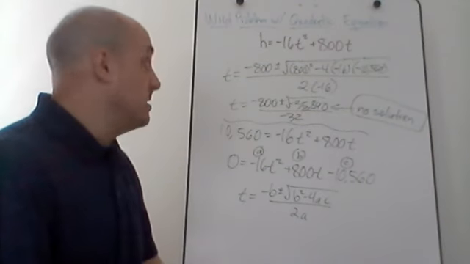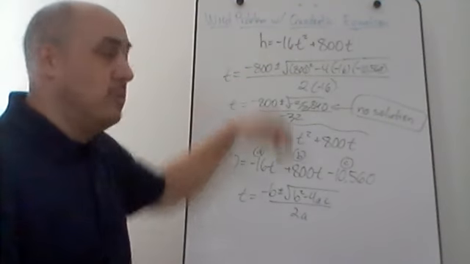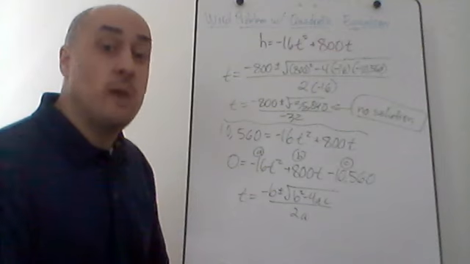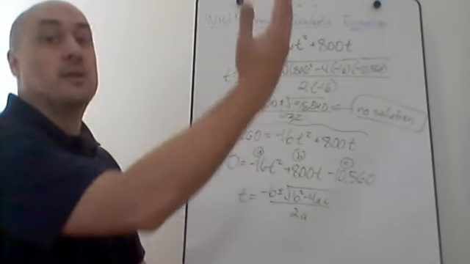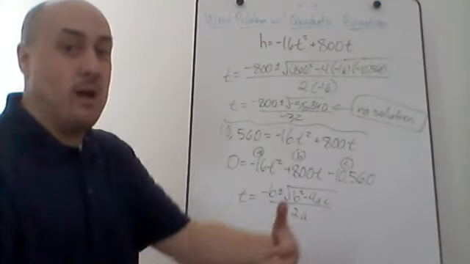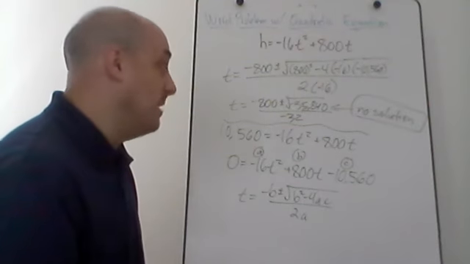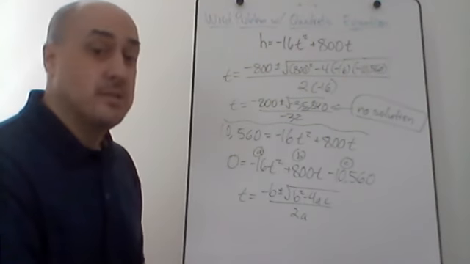There is no solution to this, which means that this bullet is never going to reach a height of 2 miles. When you shoot it up into the air, it's just not going to go that high. It is going to stop and come down before it reaches that height of 2 miles. So there's no solution to this equation.